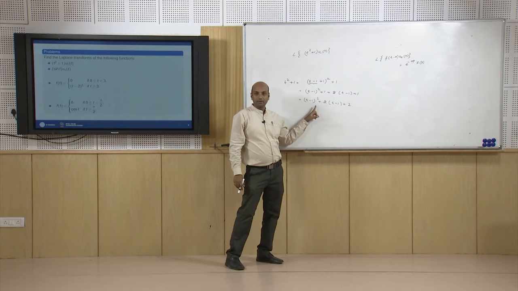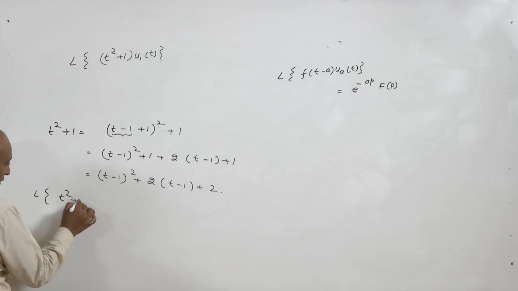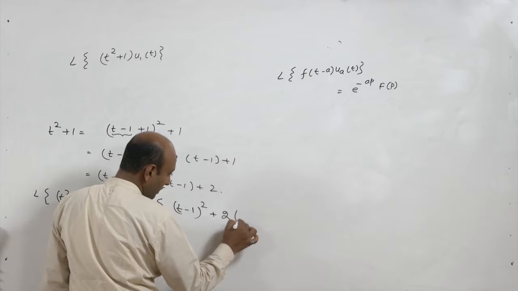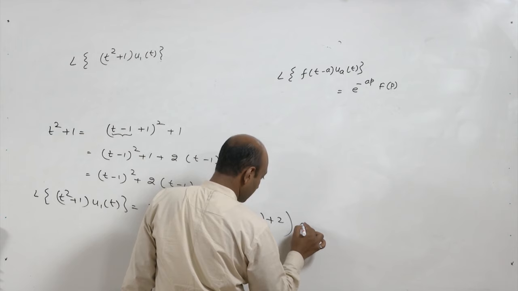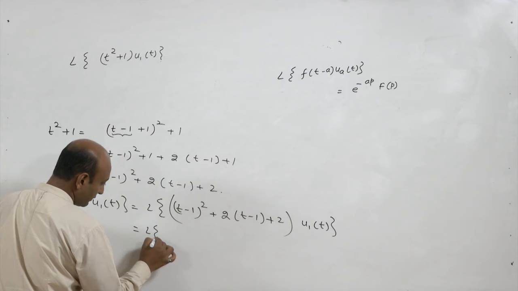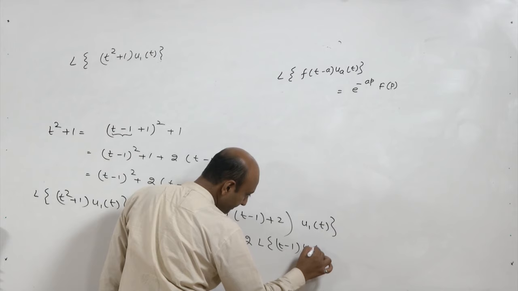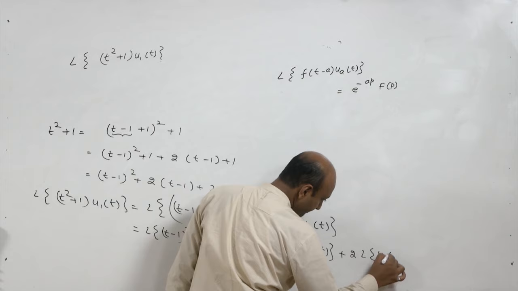Now, Laplace of t square plus 1 into u 1 t can be written as Laplace of t minus 1 whole square plus 2 into t minus 1 plus 2, whole multiplied by u 1 t. Now this can be written as Laplace of t minus 1 whole square u 1 t, plus 2 into Laplace of t minus 1 into u 1 t, plus 2 times Laplace of u 1 t.